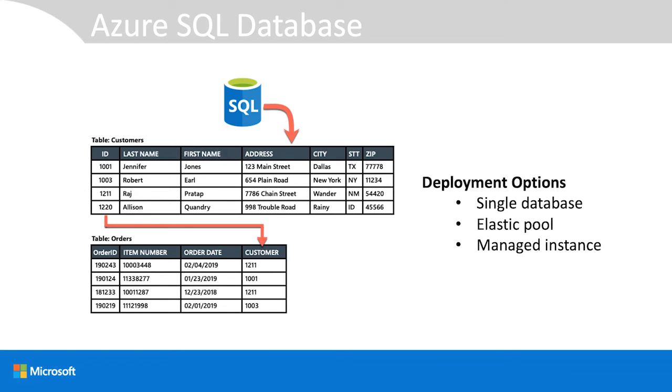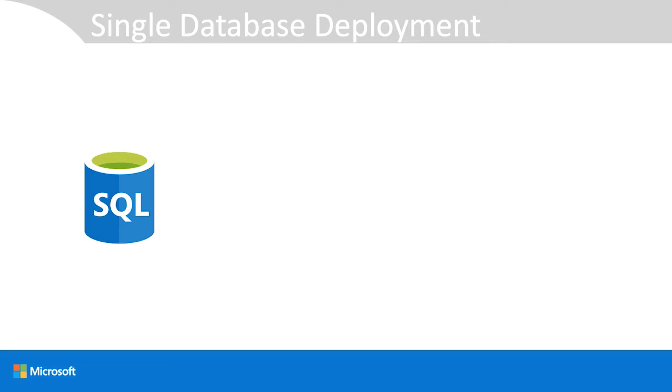There are a few different deployment options with Azure SQL Database: single database, elastic pool, and managed instance. Let's look at each of these in a little more detail. A single database is a database running in a hosted SQL Server instance that runs in Azure. Microsoft manages the database server, and you're responsible for the database.